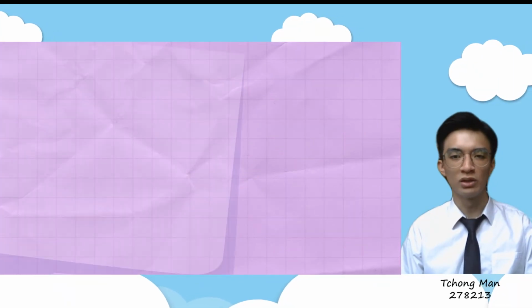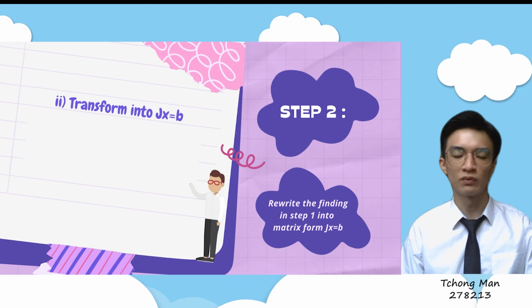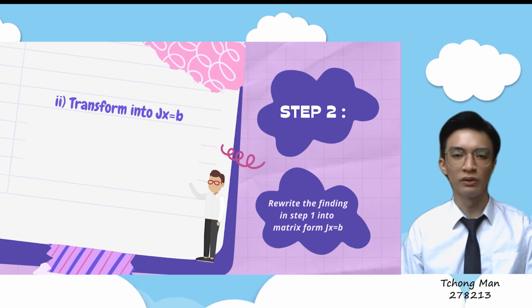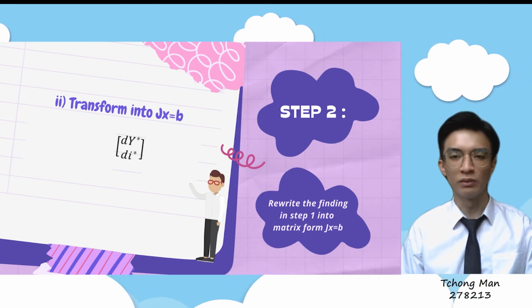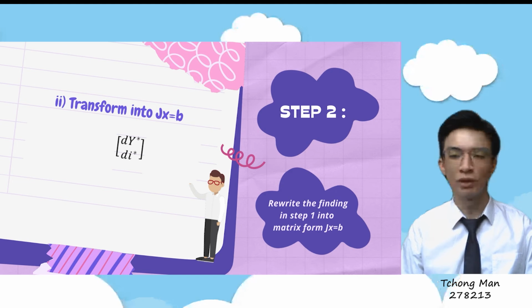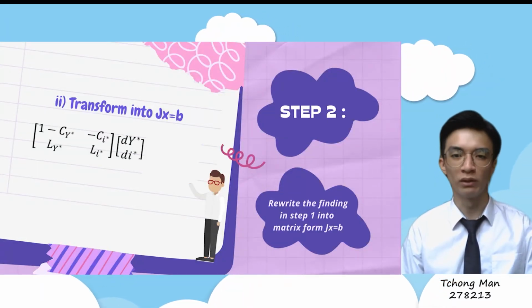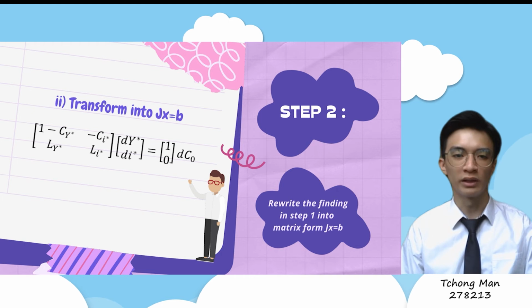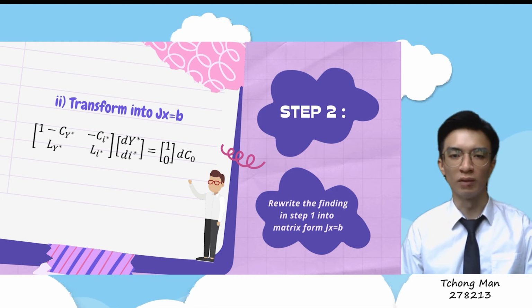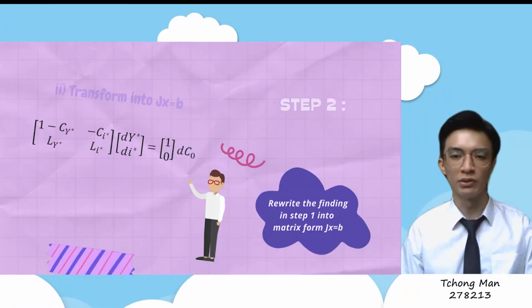Moving to the next step, we can transform the two equations into the matrix form Jx equals to B. So for the x part, we just put the endogenous variables dY star and dI star, whereby for the J part we substitute all the values of dY star and dI star into a 2 by 2 matrix form. And lastly, for the right-hand side, we also substitute the value of dC null into a 2 by 1 matrix form.